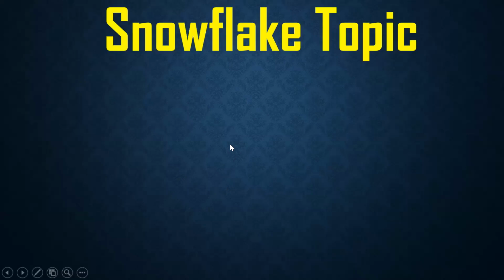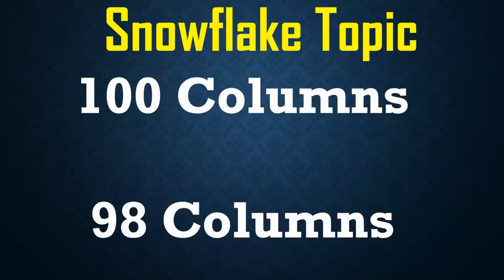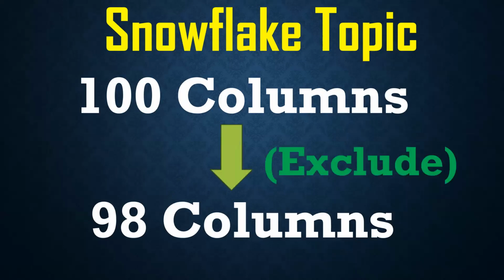Today we'll see one other Snowflake topic. Suppose I have a table with 100 columns, but I want to select only 98 columns. Normally it is not possible to select without listing column 1, column 2, column 3. Instead of this, in Snowflake we have one feature, that is the EXCLUDE keyword. So we can remove the two columns and get the remaining columns.